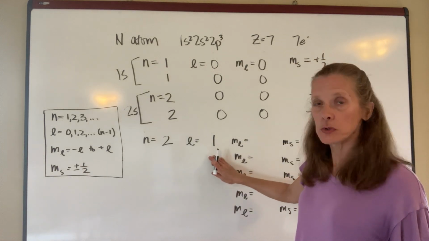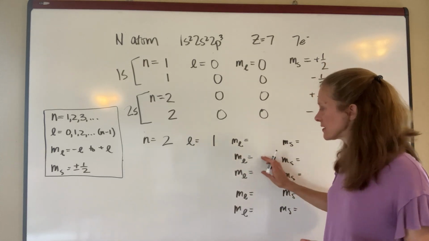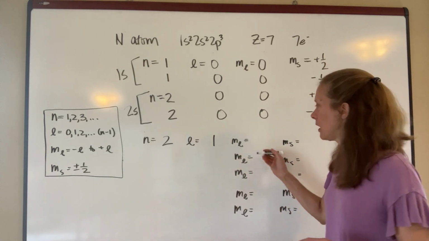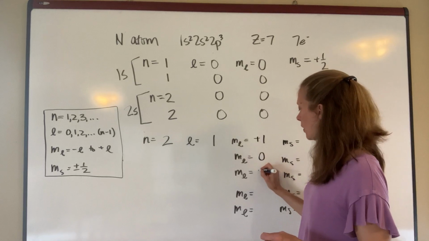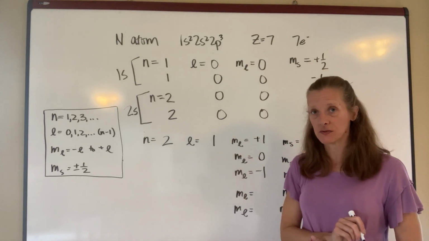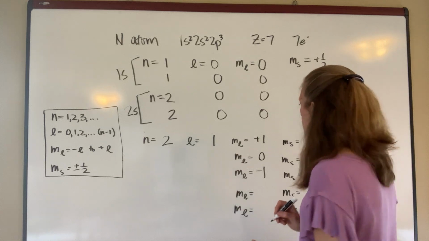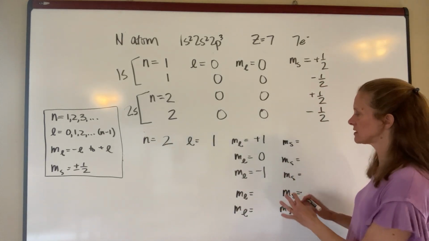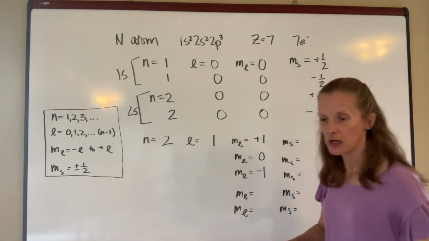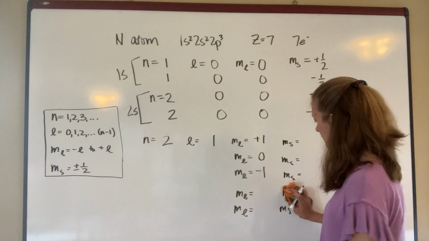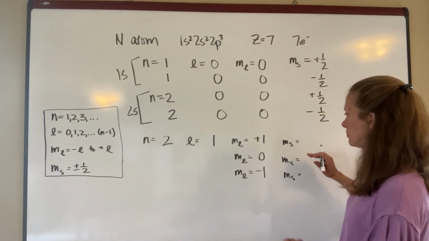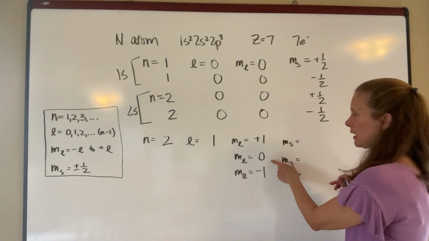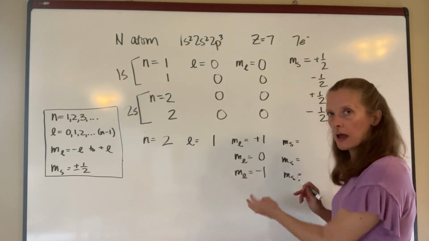At L is equal to 1, I have 3 possibilities for M sub L. I can have a positive 1, I can have a 0, and I can have a negative 1. And so where do I start putting these electrons in? I mean, I have quite a few possibilities here. I only have 3 to go, so can I put 2 in the plus 1? Do I have to separate them out? How does all that work?